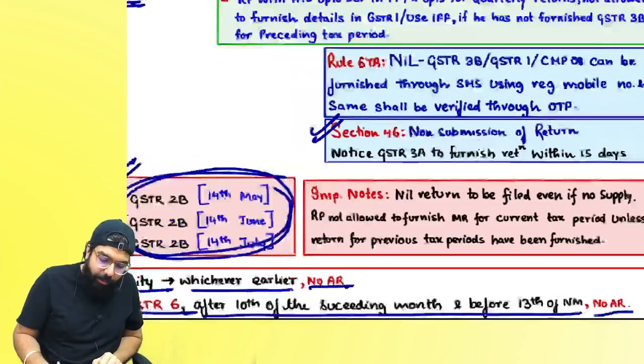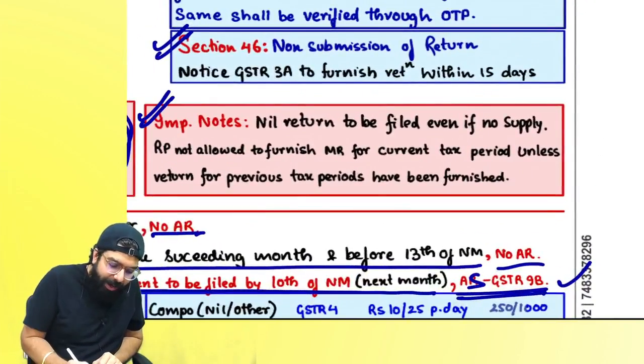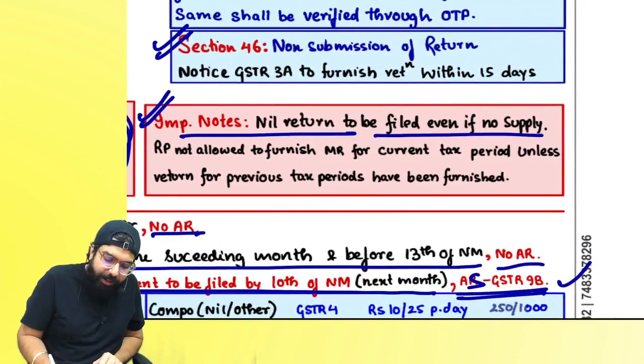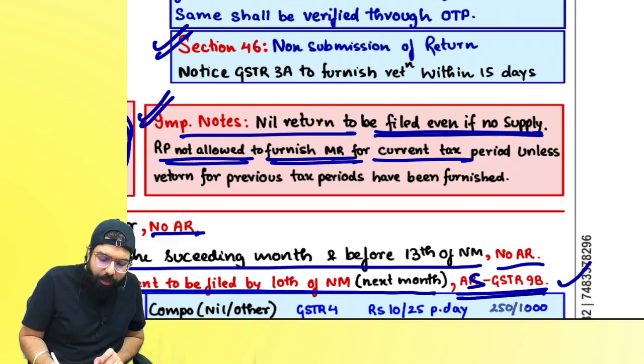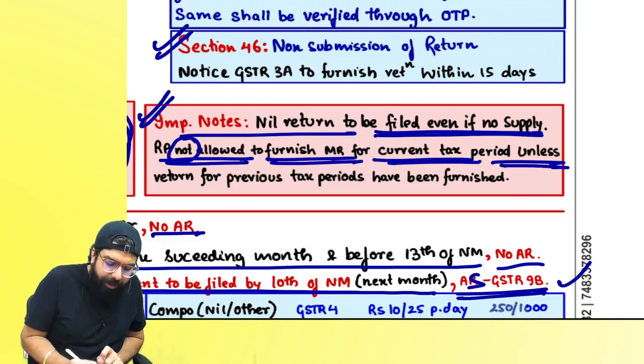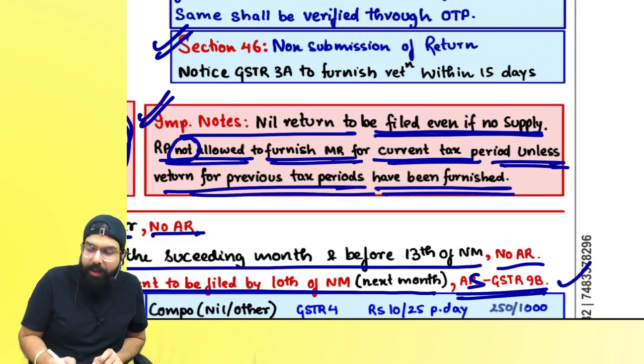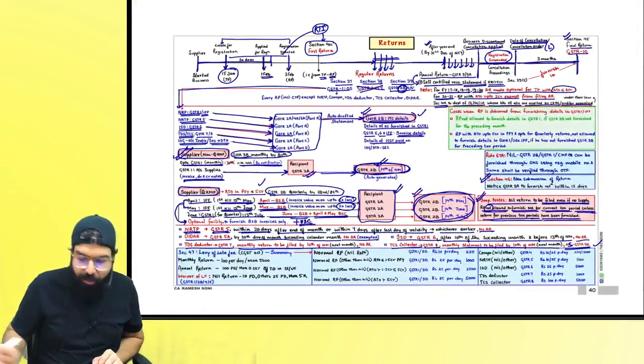Next, sir, everyone over here, can I go ahead and file a nil return? Yes, nil return is required to be filed even if you have not done any supply. Always remember, a registered person will not be allowed to furnish monthly return for the current tax period unless the previous tax period's return has been furnished. This is just for your information I have written.